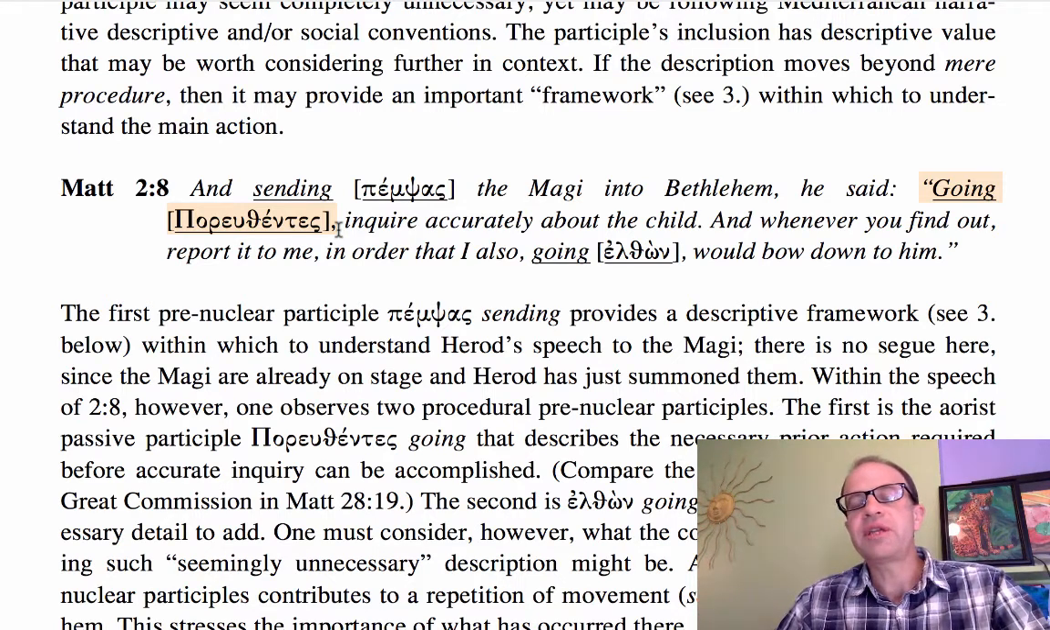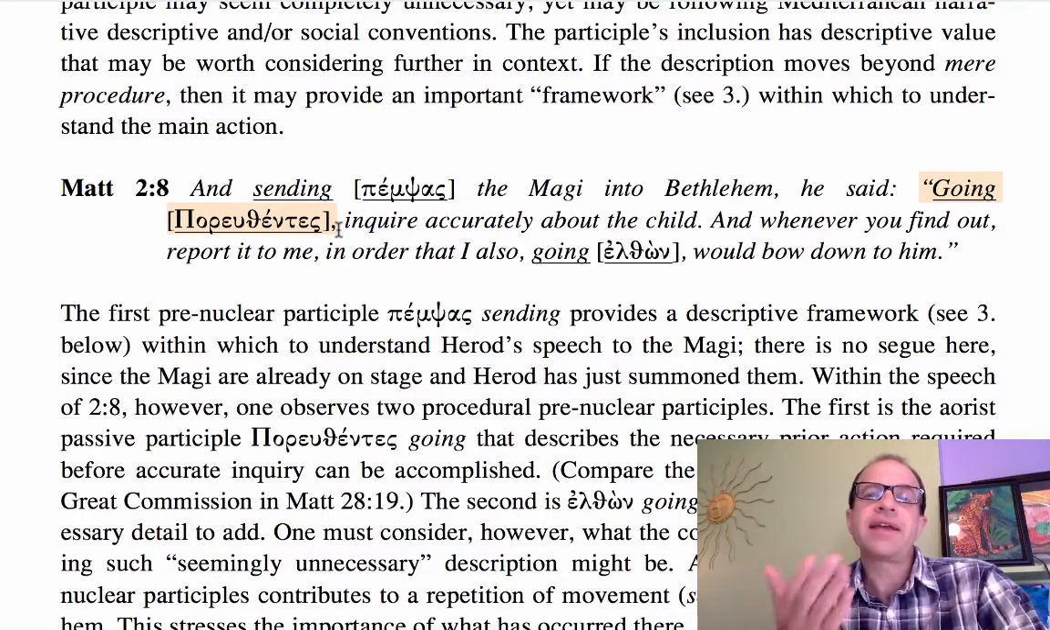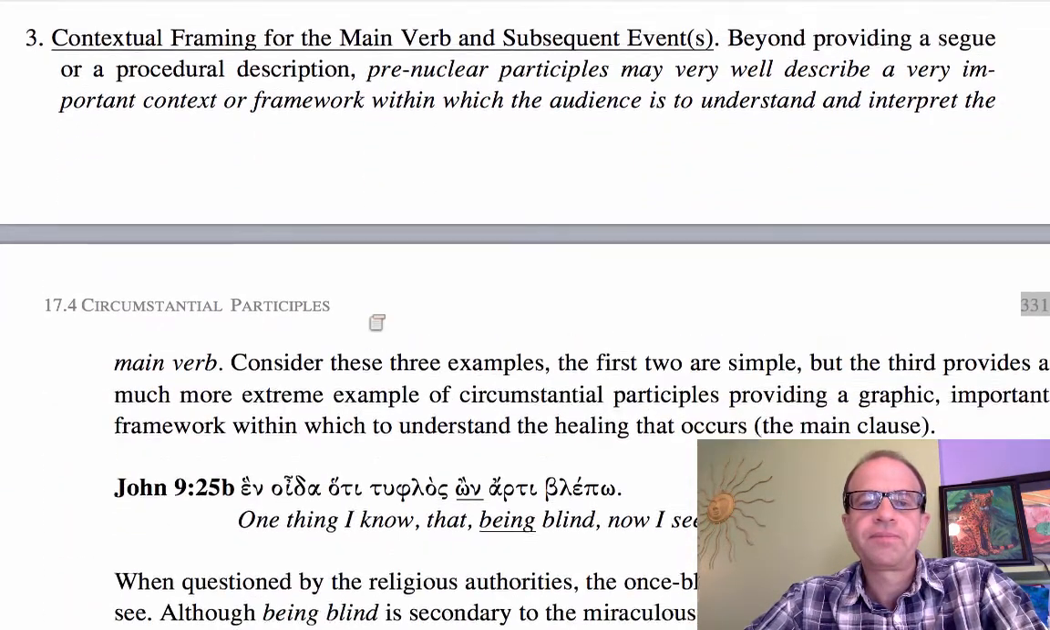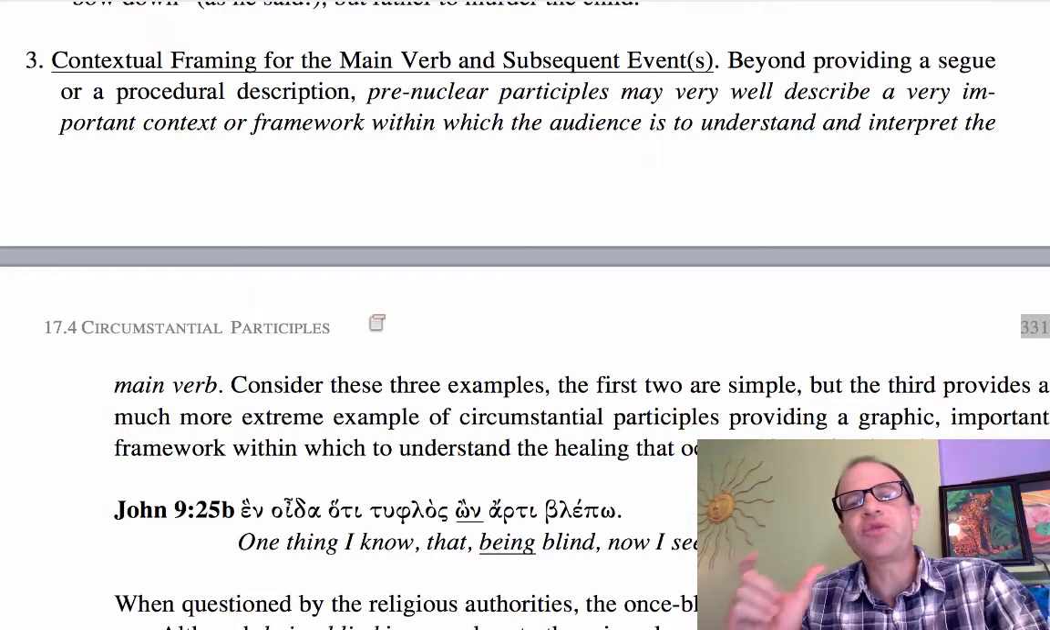Now, as I describe this and look at this example, this idea of going and sending and coming is significant contextually for a theme. These are sometimes seemingly unnecessary procedural descriptions, but they may have been added for cultural or thematic significance to develop a theme. Now, sometimes the pre-nuclear circumstantial participle can provide an important contextual framework for understanding the main verb and subsequent events.